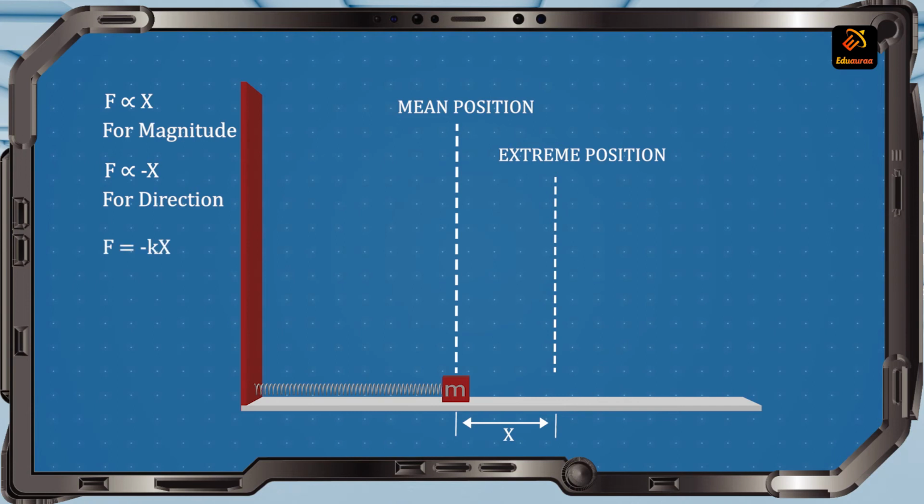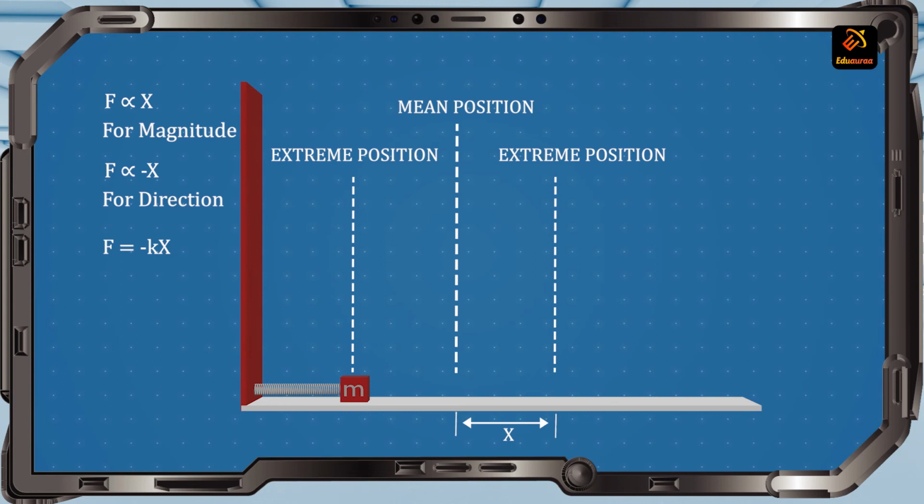What happens further? The object will come back to its mean position. But when it comes back to its mean position, it has generated that amount of velocity. So when it comes to the mean position, the velocity is maximum, but there is no acceleration. And hence, because of this velocity, it will continue moving towards the left hand side, and it goes to the other extreme position.